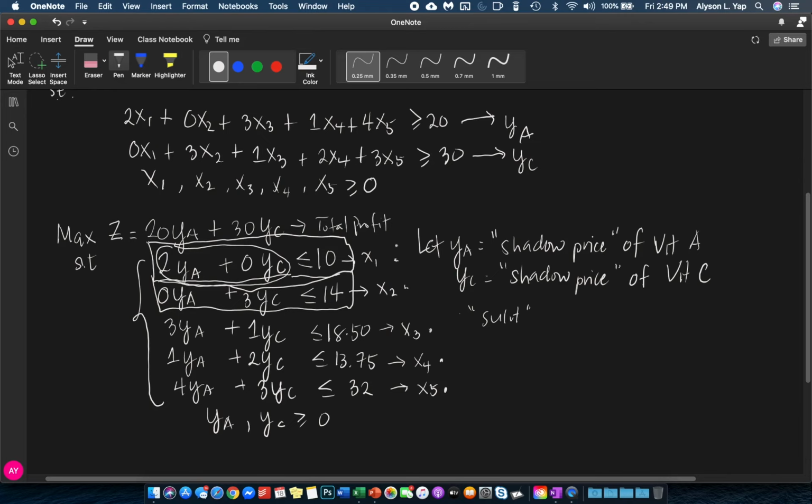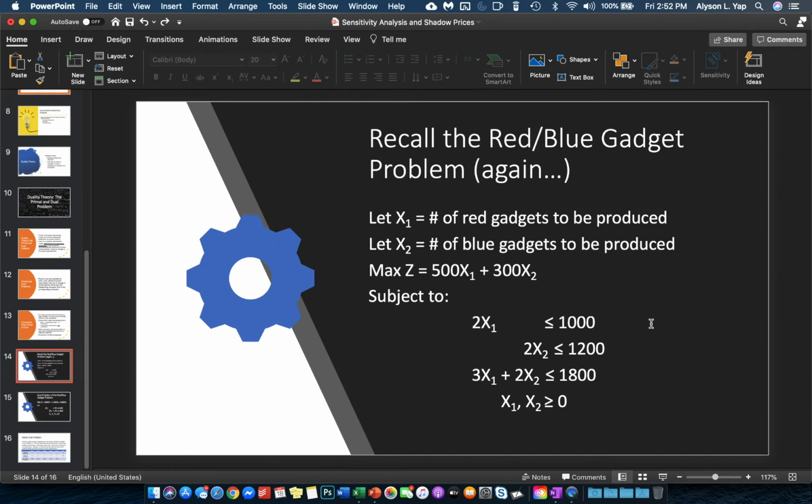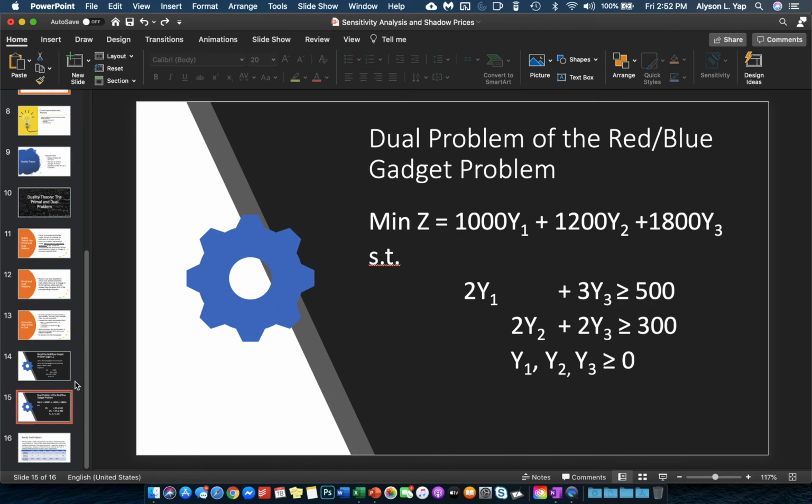Okay? So yes, the pharmaceutical company would like to make sure that YA and YC are very, very high. In fact, the pharmaceutical company would like to maximize its total profit. However, they cannot just increase YA and YC to a very big amount because of these 5 constraints. So now, let us go back to the red blue gadget problem and its dual problem. And let's try to understand what the dual problem talks about.